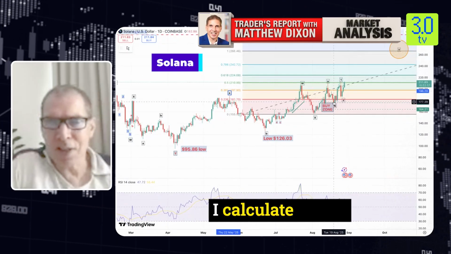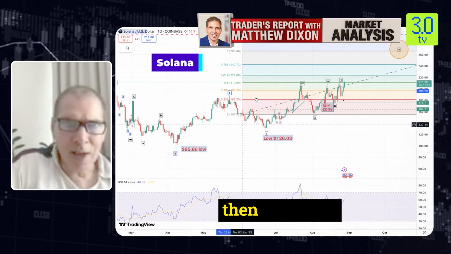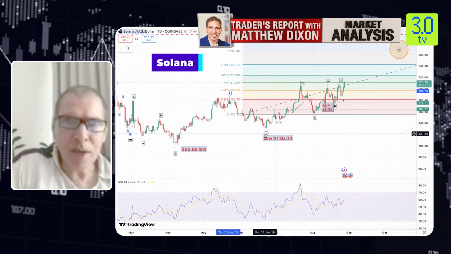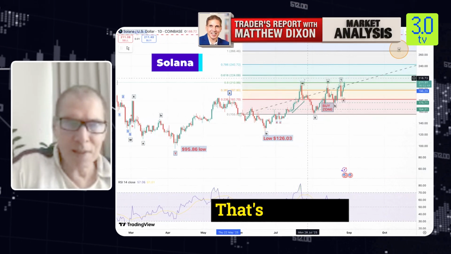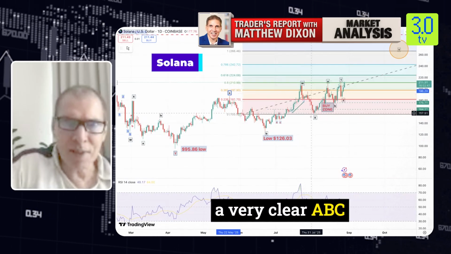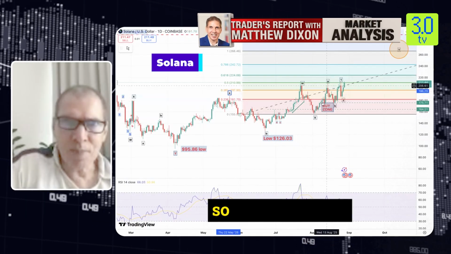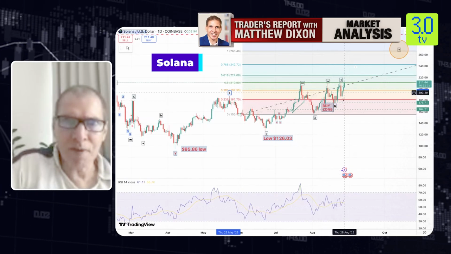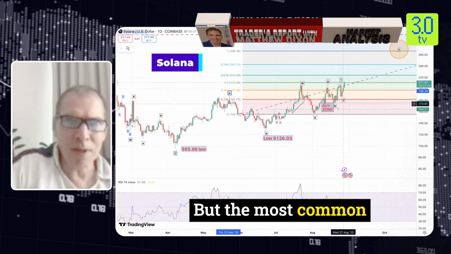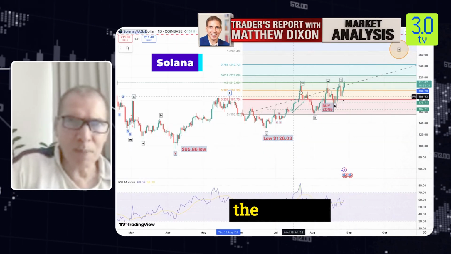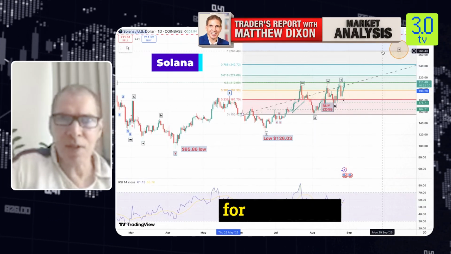And how would I calculate where this is likely to go? So I think that we've had an A wave, that was 5 waves down, then an ABC for a B wave down. And then we've got a move up here, probably in 5 waves again, to give us an ABC. That's a W wave. Then we've got a very clear ABC down for an X wave. Then I think we're working on an A, B. So probably 3 up, 3 down, and then we're going to get 5 waves up to complete a C wave, which will complete a larger Y wave. The most common relationship is if I measure the W wave, transpose it to the X wave, 100% is normally the expectation for the Y wave.